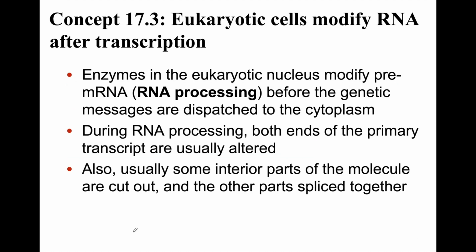Okay, recall that one difference between eukaryotes and prokaryotes is when you make the RNA through the process of transcription. In eukaryotes, the RNA is not ready to be used as soon as you make it. You have to do an extra step called RNA processing. So we're going to learn what happens during RNA processing.